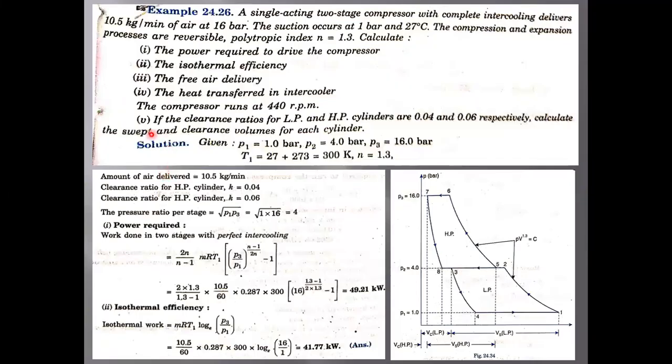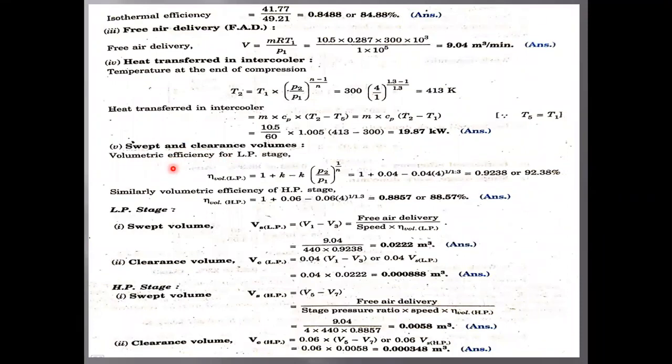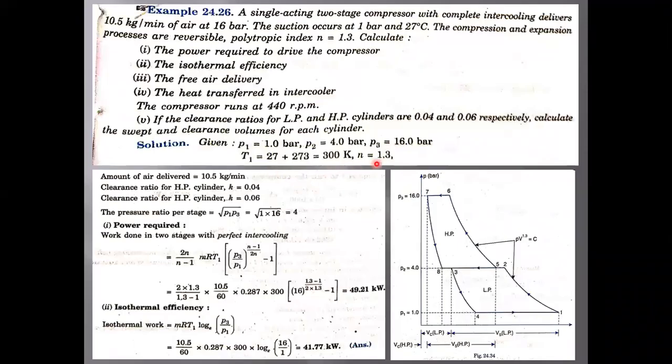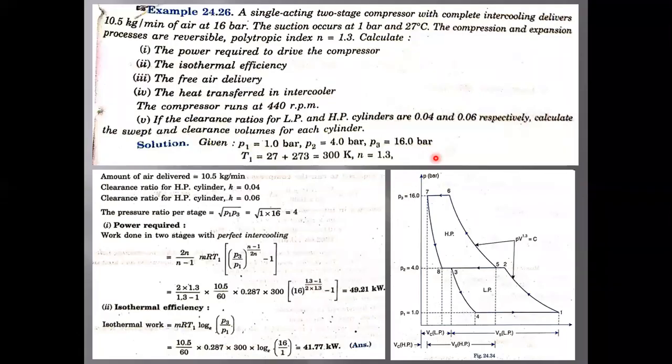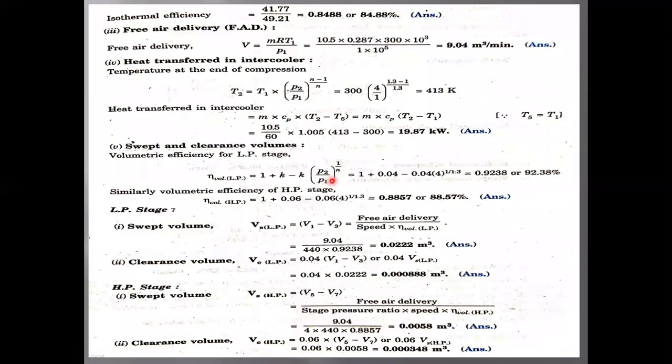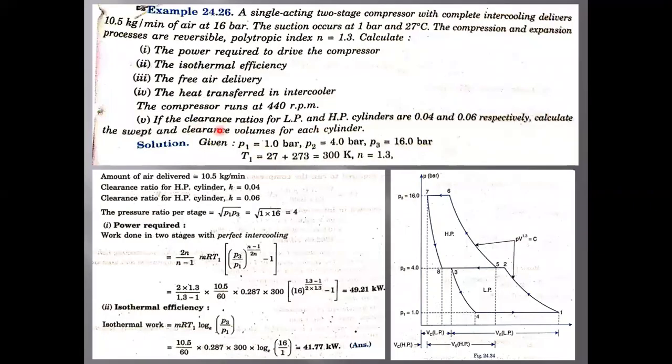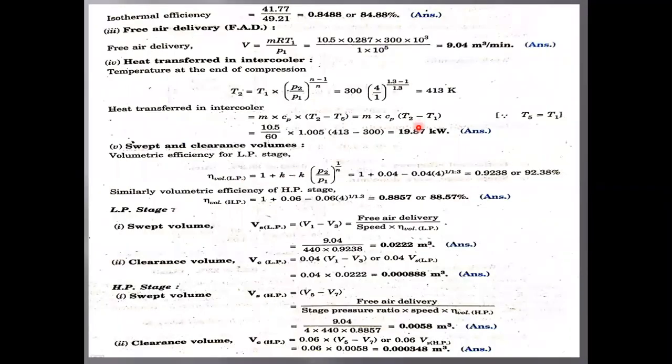Next, what he asked to find: the speed in RPM he has given, the N value he has given, and he has to find the clearance ratio, swept volume and clearance volume. So, volumetric efficiency for the low pressure stage. That means for the low pressure cylinder, the volumetric efficiency has been given as 0.04, right? So 1 plus K minus K into P2 by P1 whole power 1 by N. So he has given the clearance ratio, right? 0.04. So instead of K, you replace that with 0.04.